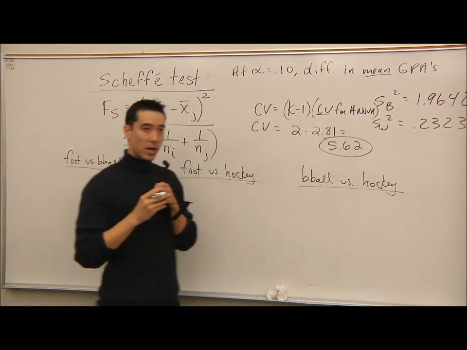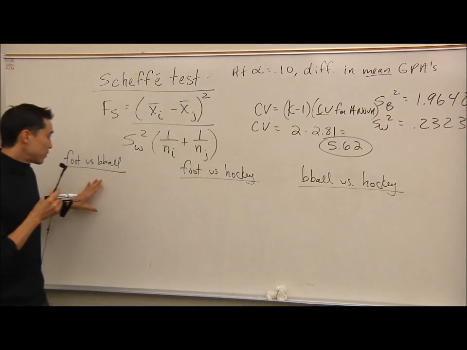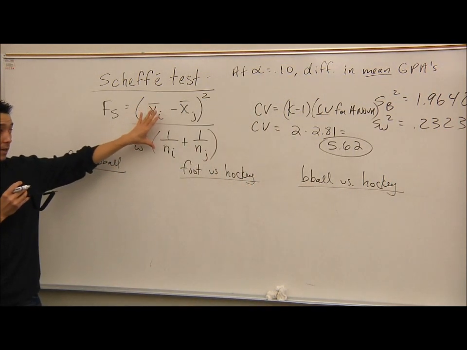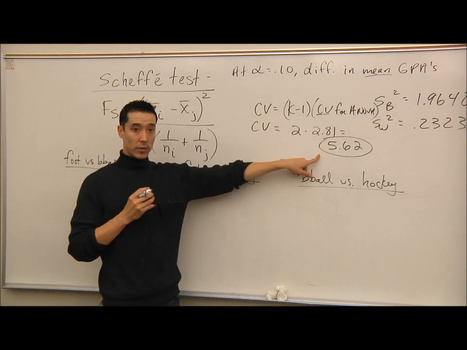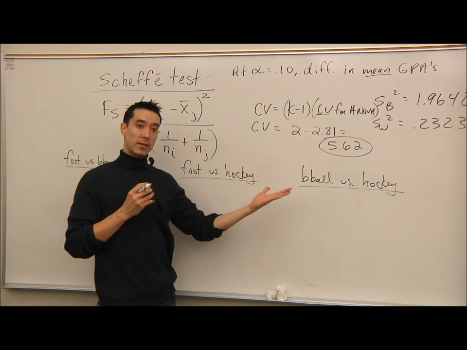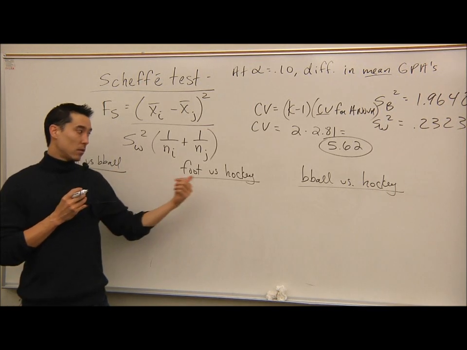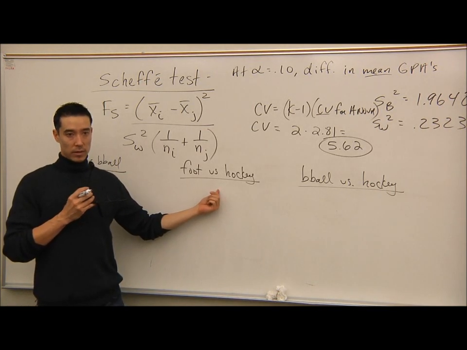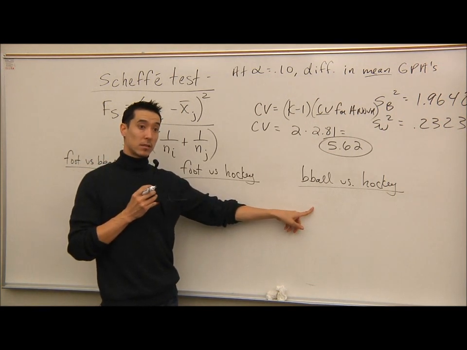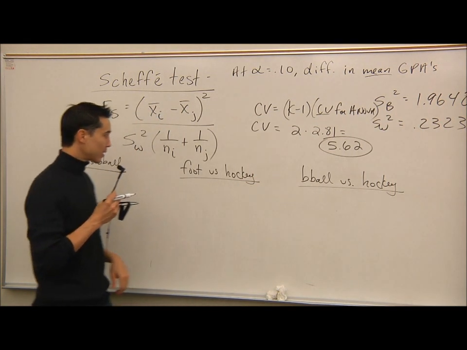Okay, so to finish this problem, I'm just going to do each of these comparisons with this. If the number comes out bigger than 5.62, we're going to say, okay, there's a difference between the mean GPAs of those groups. Here, there wasn't a difference between those two. There was between these two. That's kind of how it works.